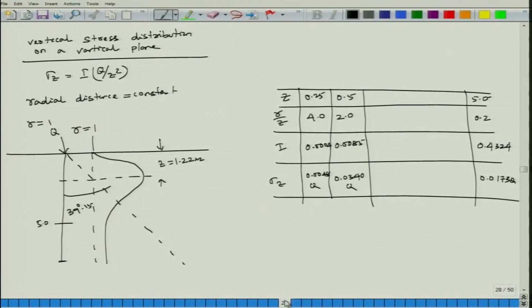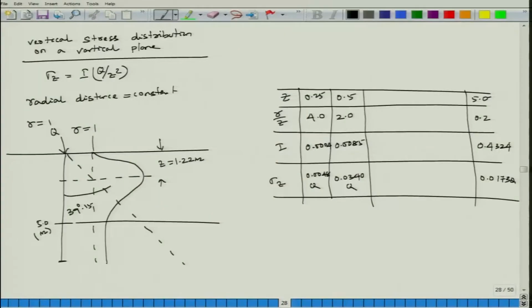Similarly, the vertical stress distribution on a vertical plane, where sigma z is equal to I into Q by z square, for any radial distance, for example r is equal to 1. After 5.0 meter there is no variation in the vertical stress distribution on a vertical plane. That is why, for r equal to 1, I have drawn up to 5.0 depth, and the maximum vertical stress is observed at z equal to 1.22 meter, and the angle made is 39 degree.